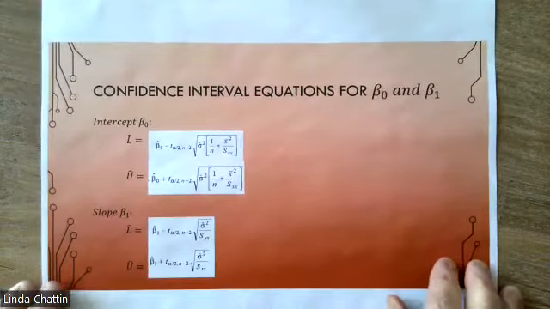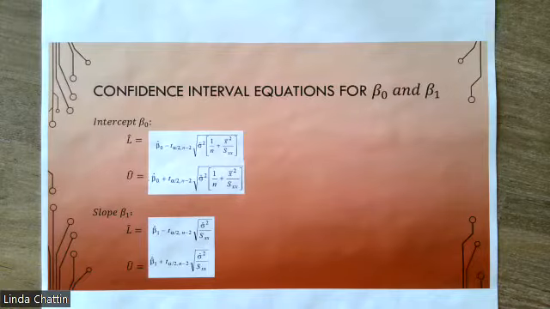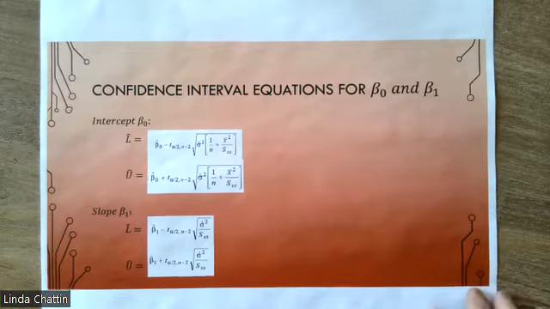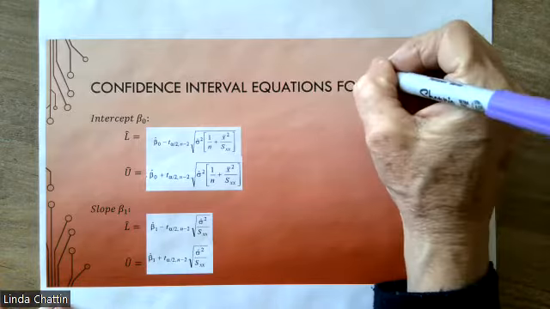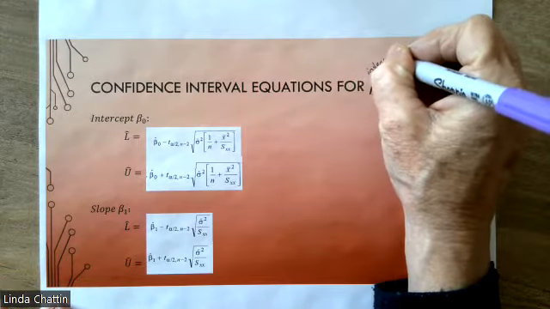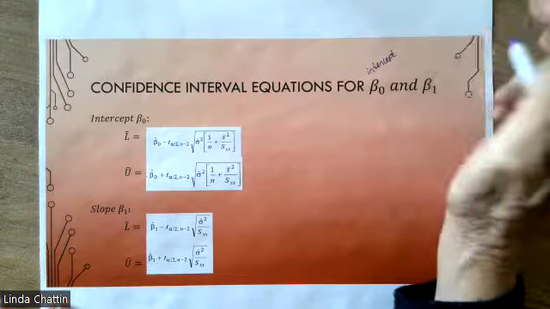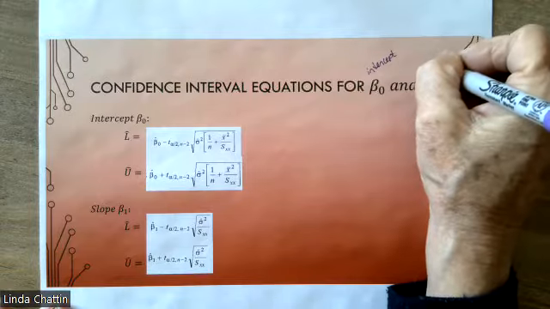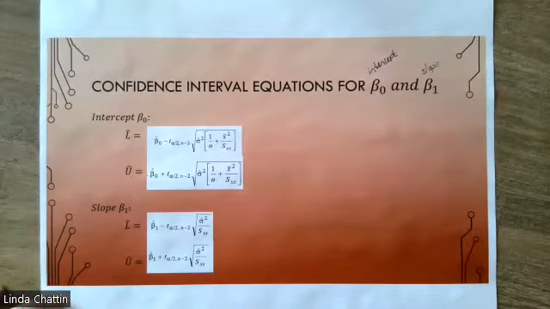We can also have confidence intervals, just like we had confidence intervals on the mean, on the variance, and on the ratio of two variables. We can do confidence intervals on any population parameter. We can also do it on the intercept, which you sometimes call the constant, and on the slope. And these are the equations.